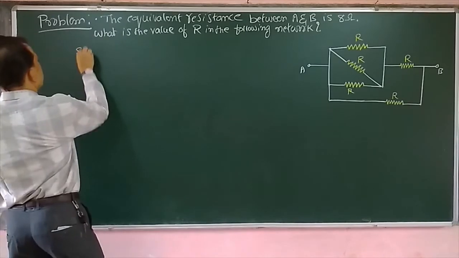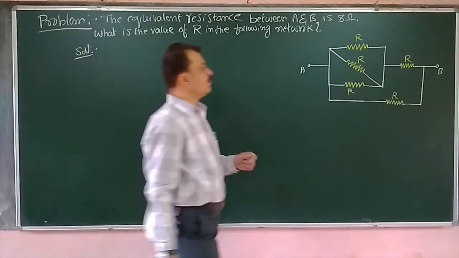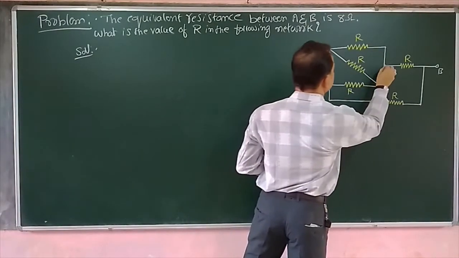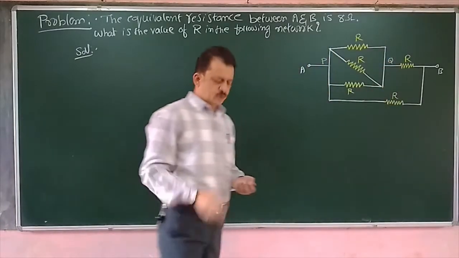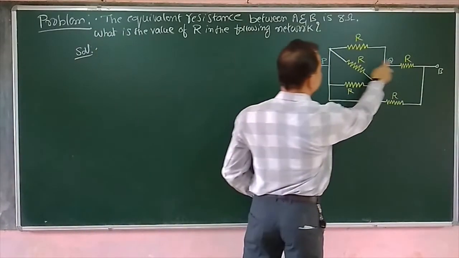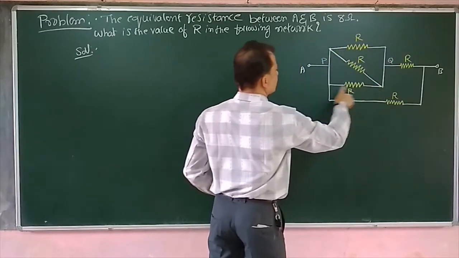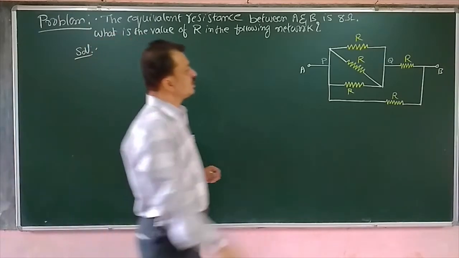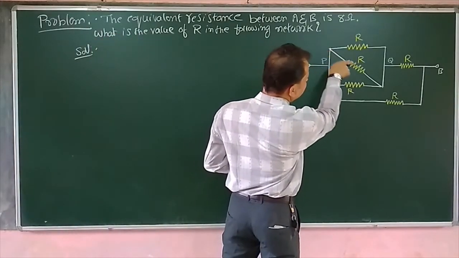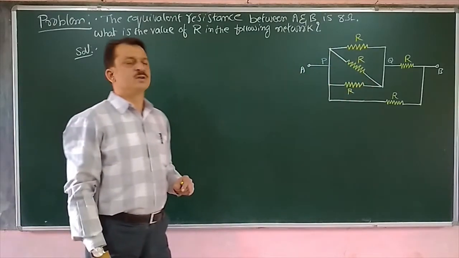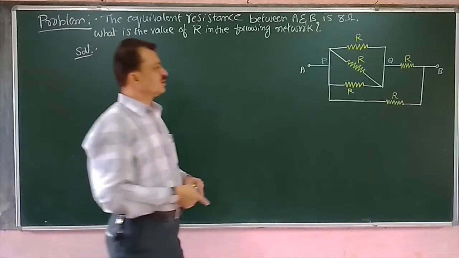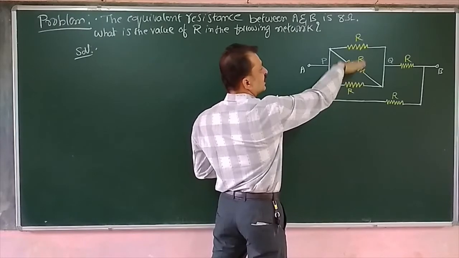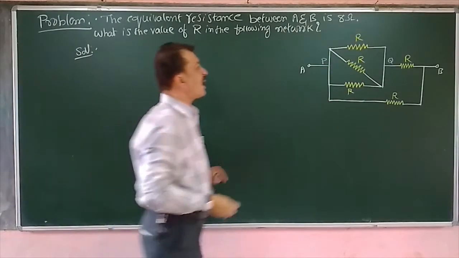Okay. Solution. Now look here carefully. If I take these two as some points, some point P, and this is some point Q. Now look at the terminals P and Q. We are having 3 resistors. These 3 resistors are connected in parallel. Now this one is connected along the diagonal just to deviate your concentration. If I move this resistor along the horizontal line, then the 3 resistors become parallel.